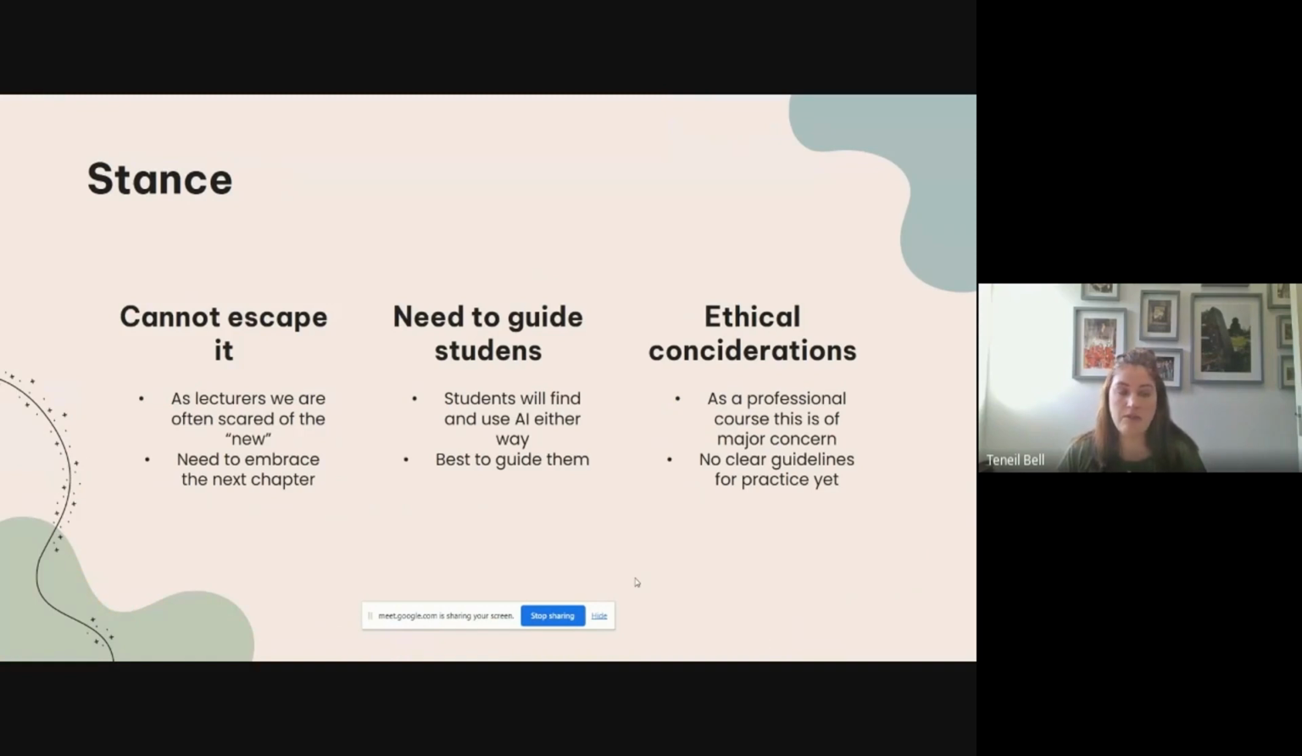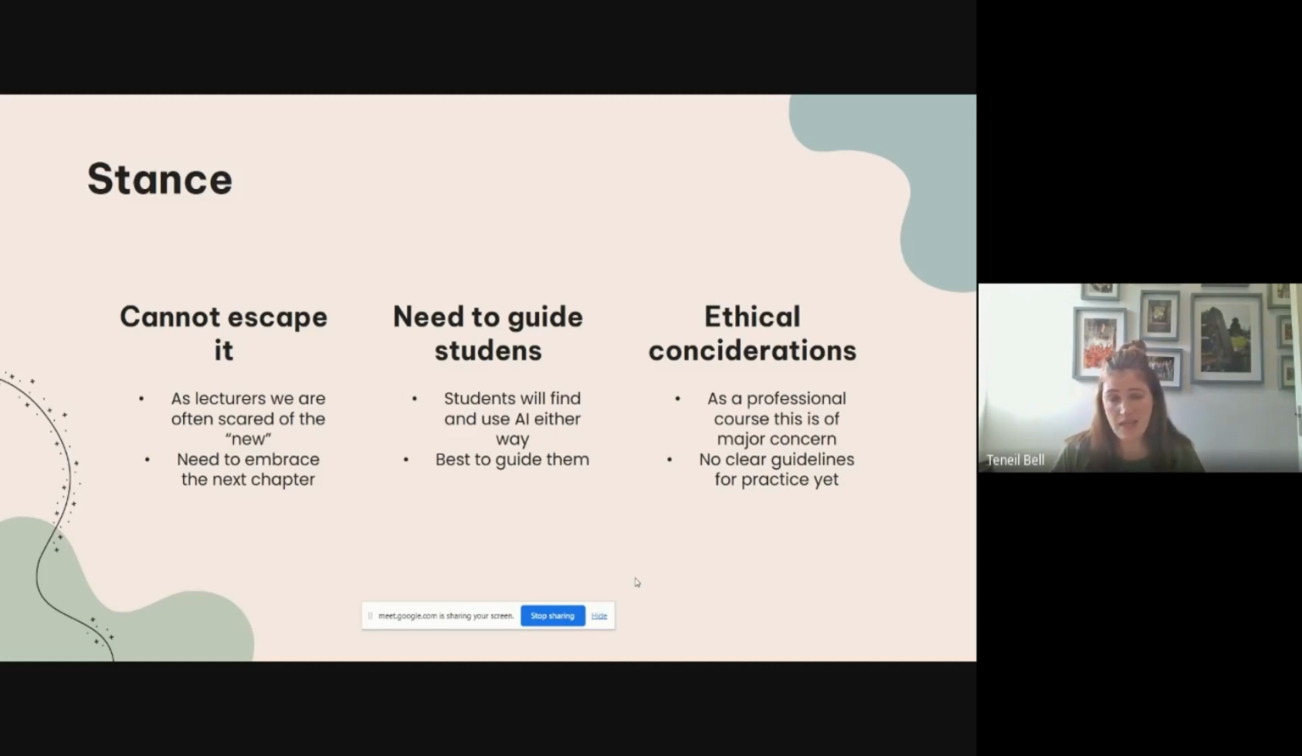Like many of the previous speakers have said, we cannot escape it. At the moment in our department, our lecturers are very scared. We're scared of this new unknown thing that most of us don't actually understand, and I'm certainly not an expert on AI myself. So we need to embrace this new chapter, just like we did with COVID, just like we did with blended learning. It's always scary to start with, but you know what? We always get there. The students need to be guided.